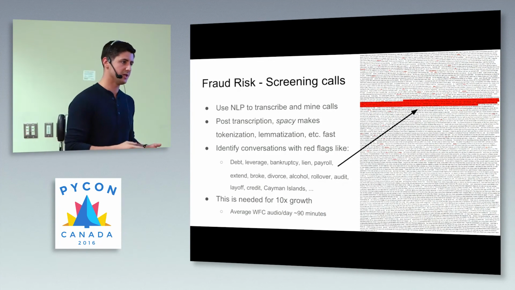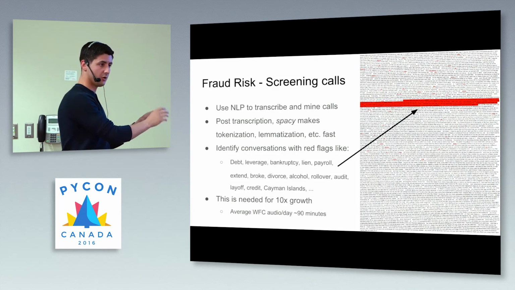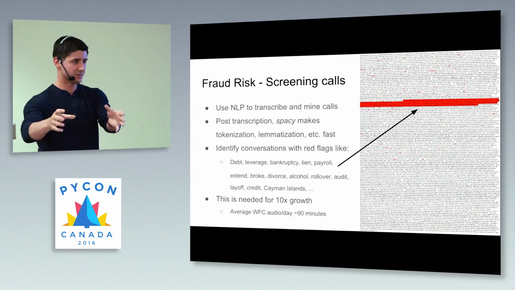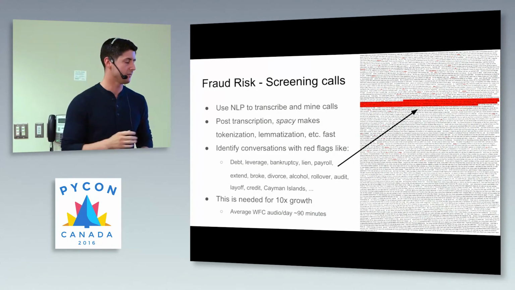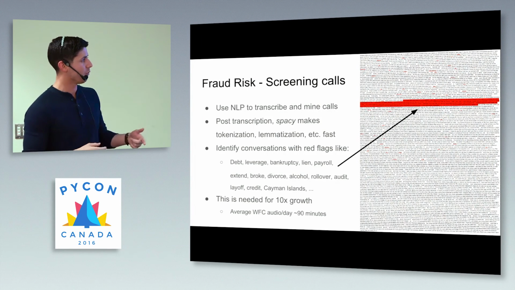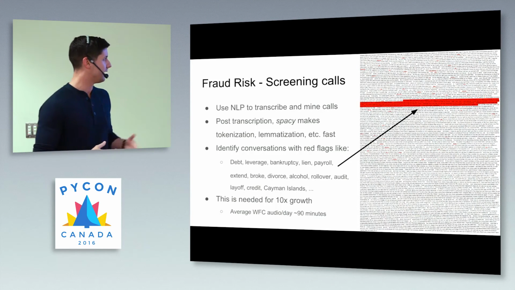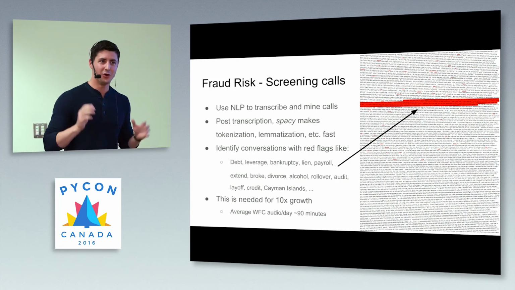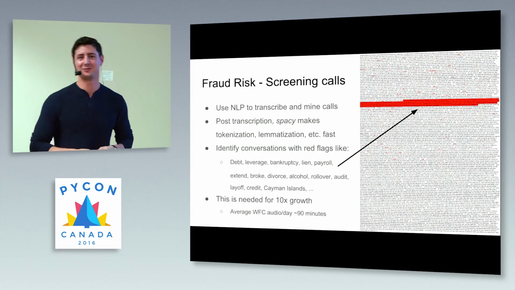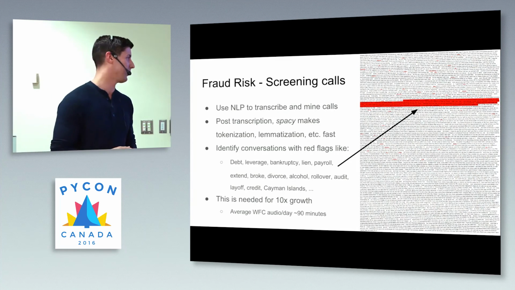We're diarizing that conversation. We're saying, okay, the person from C2FO or WFC said this, and this is the supplier saying that. So taking that audio recording and identifying the speakers in it, and then we're going through all the words that the borrower or potential borrower is saying. We're looking for things like debt, leverage, bankruptcy, lien, payroll, layoff, credit, Cayman Islands, red flags in terms of a company that may be doing something a little seedy that you don't want to be involved with.